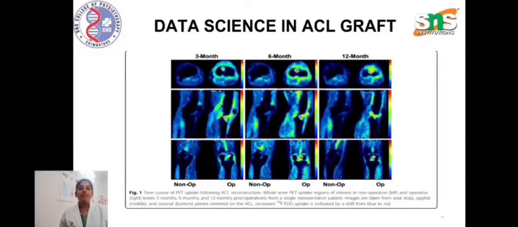Here the data science is used in ACL graft at 3 months, 6 months and 12 months. This is the information collected using PET scan.